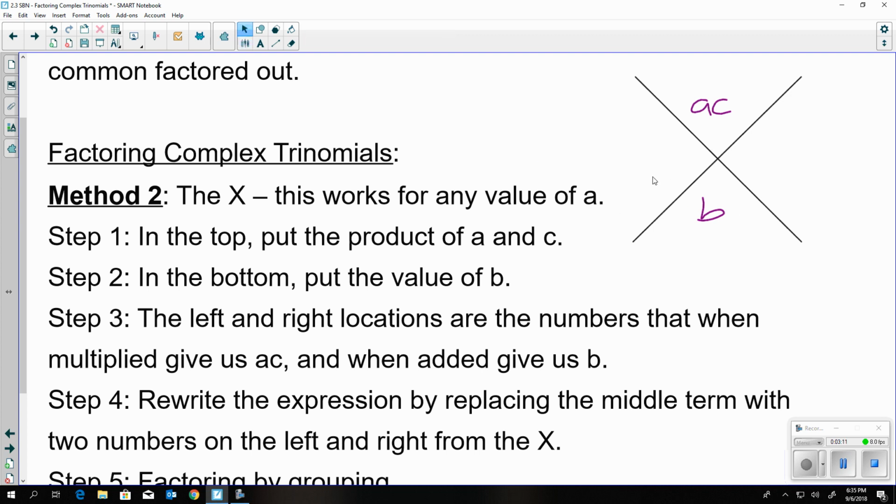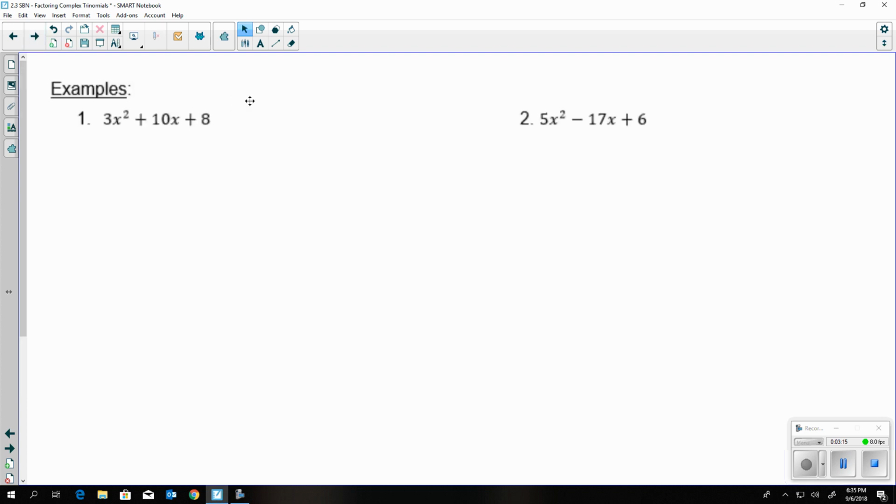All right, so let's get straight to it. We've got 3x squared plus 10x plus 8. Your lead coefficient is a 3, so it's not a 1. That means we cannot do simple ABC. We have to do the X. So I'm going to make my X, and then I'm going to multiply the a times the c, and that number goes in top. 3 times 8 is 24. And then b goes in the bottom.